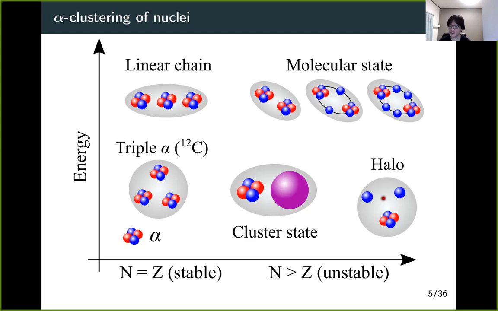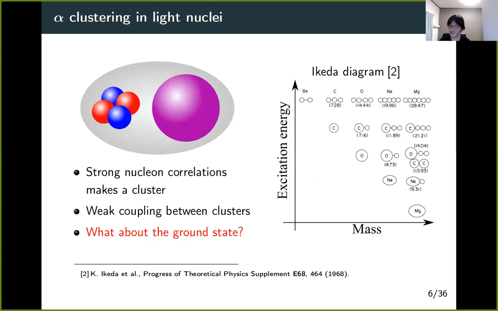So the question here is that they're discussing the excited states of some nuclei, but what I want to study here is the ground state property. So what about the ground state? Do we find the alpha clustering in the ground state of these nuclei? That is the question I want to answer.